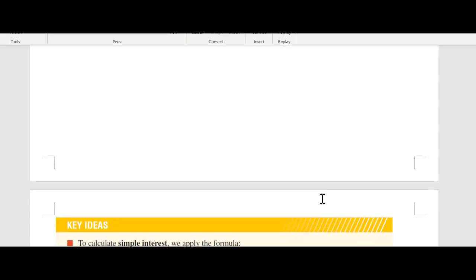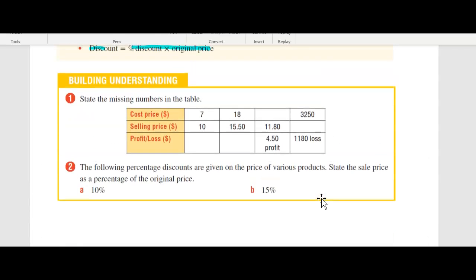All right, so let's have a look at this. I'm just seeing how much more we've got to go. Okay, state the missing numbers in the table. Okay, so our cost price is 7. So let's say we were selling fidget spinners. Okay, so I bought a whole lot on eBay for $7 each, and then I sold them to my friends at school for $10. Okay, so I made a profit of $3.